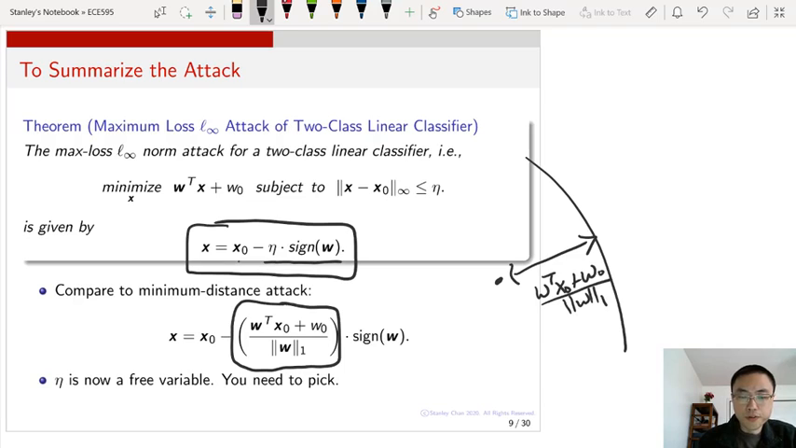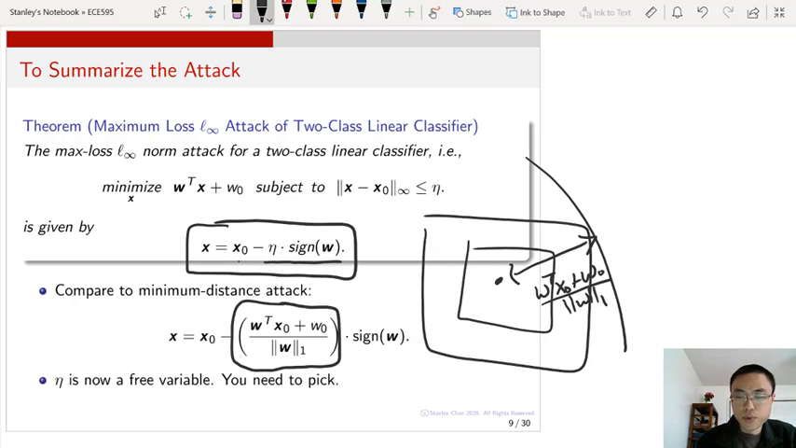However, if you're using just an eta in this L infinity norm case, then you're really putting a box here, and that eta is not necessarily the same as this distance. And so the conclusion is that in the minimum distance attack, you are really finding a good eta such that you will hit the decision boundary. In the maximum loss attack, you need to pick the eta.